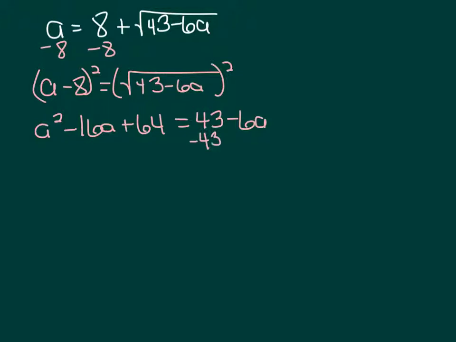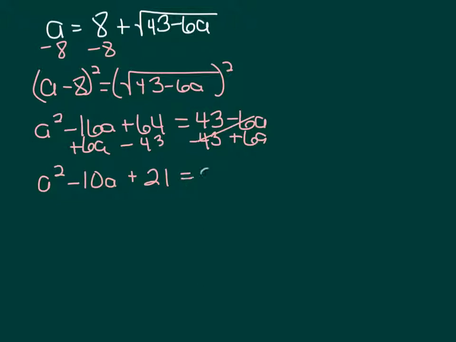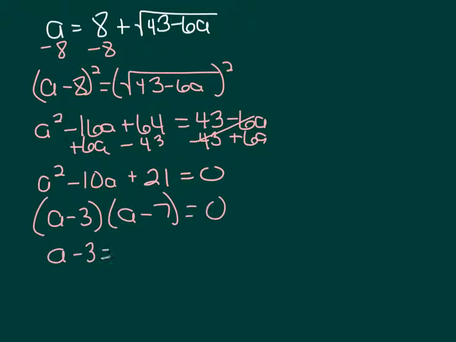So we subtract 43, add the 6a. So a squared minus 10a plus 21 equals 0. So the factors of 21, 3 times 7, also add to 10. So a minus 3, a minus 7 equals 0, a minus 3 equals 0, a minus 7 equals 0. So a equals 3, a equals 7.